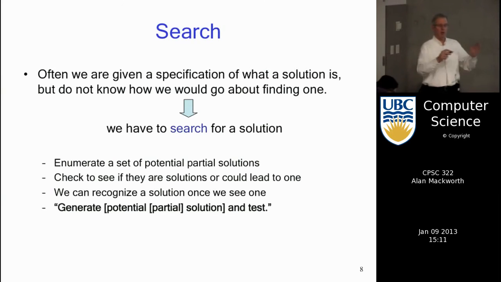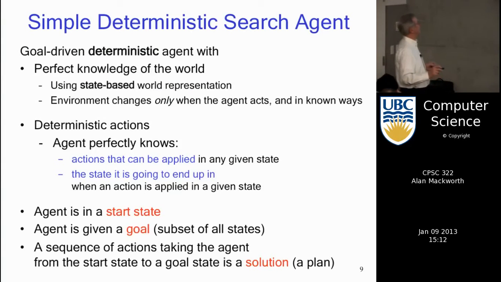Rather than generating all possible solutions and just accepting the ones that are good, testing them all, because it's so expensive to do that. If we can generate small numbers of partial solutions and cut off everything as soon as we realize it couldn't be part of a total solution, you're going to be much more efficient. So that's the basic idea to keep in mind.